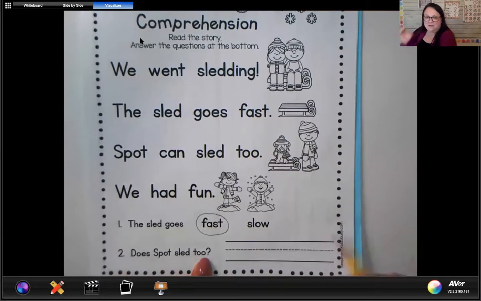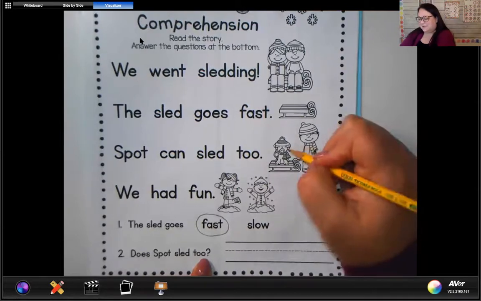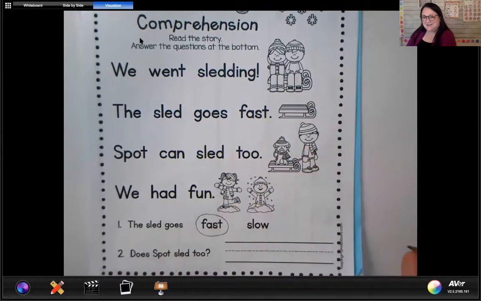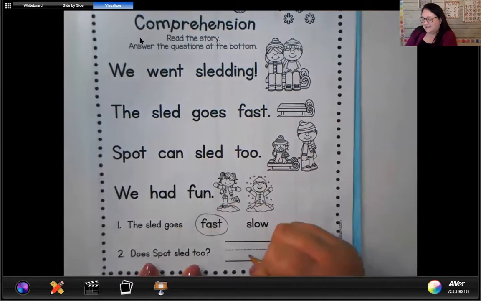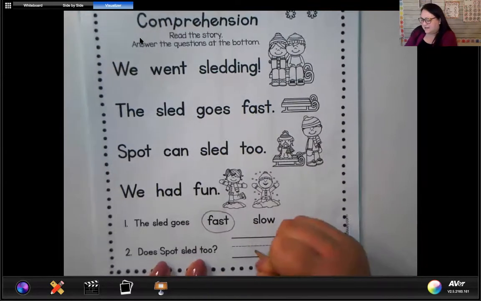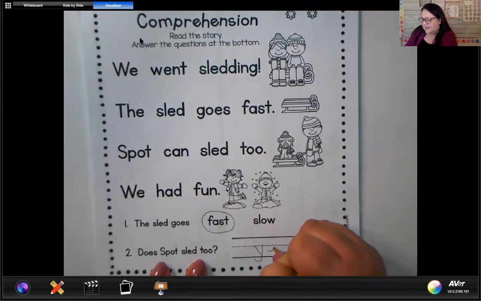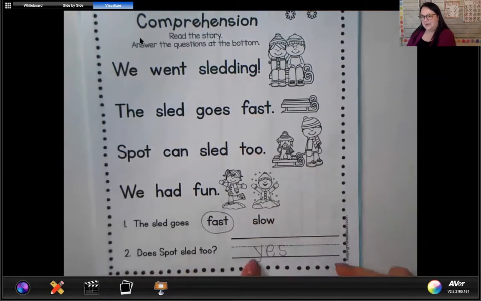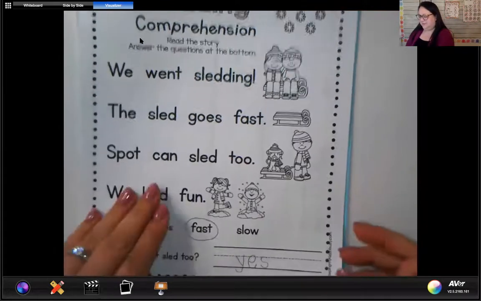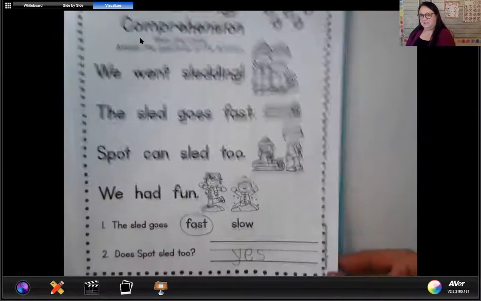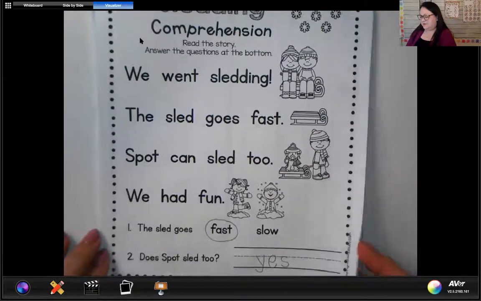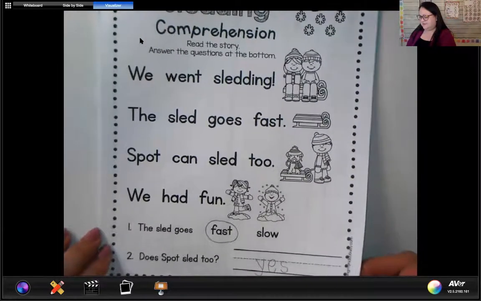Now the second question, does Spot sled too? Do you guys remember who Spot is? Spot, of course, is the dog. Does he sled too? He does. So let's sound out the word yes. Yeah, that's Y. Yeah. E. Yes. There we go. Y-E-S spells yes. Okay. Great job. Now, if you're not done with this page, go ahead and push pause and then join us when you're finished.